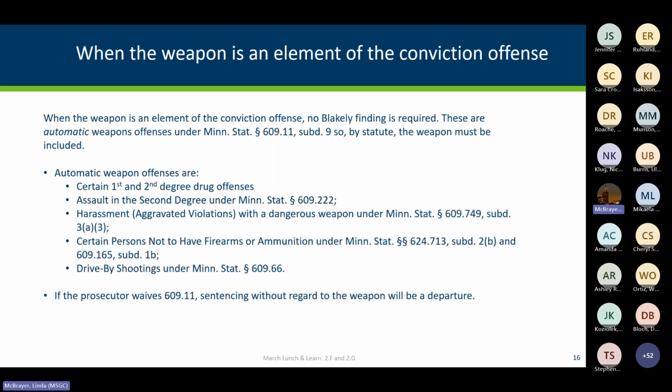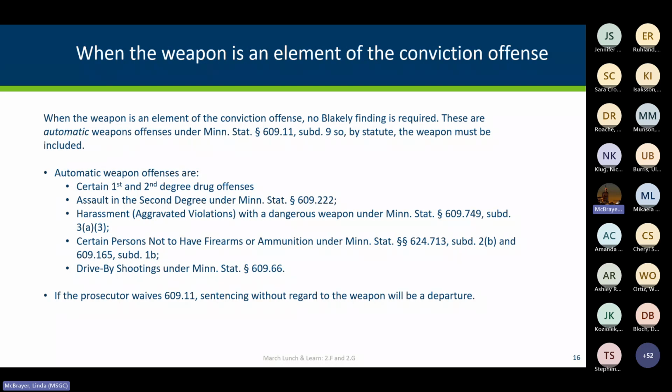They are all together. And so when we talk about things like second and subsequent, sometimes the weapon type matters, but when it's a certain person's, the firearm or the ammunition are both the same in that type of offense. They are treated exactly the same. And then drive-by shootings. That's the final one.